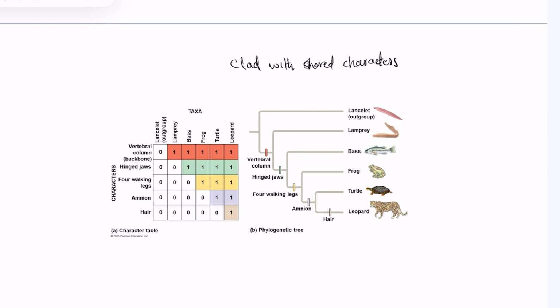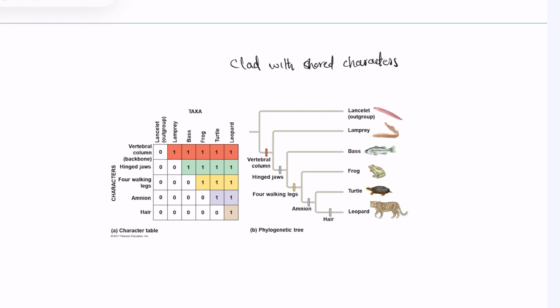As we discussed earlier, what is a clade? A clade is formed when two species, A and B, share some character, so they will be in the same clade. So a clade is defined by shared characters. Now you will understand here: we have six types of organisms: the lancelet, the lamprey, the bass, which is a fish, the frog, the turtle, and the leopard. Now we will discuss the ancestral character and the shared derived character.